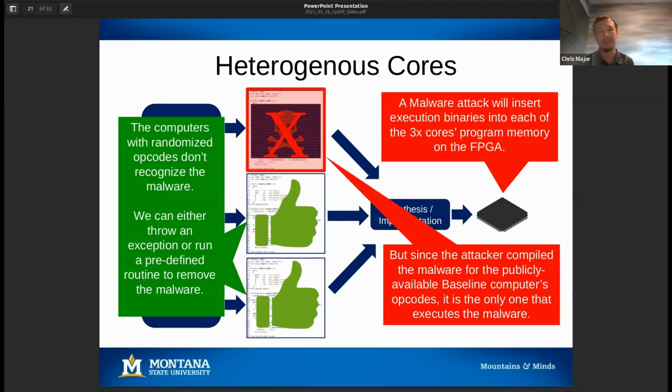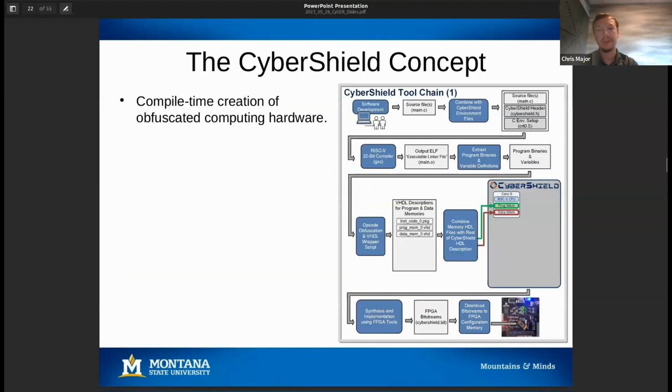Or we can have a system in place so that when one of the cores comes across an instruction and it's saying, I don't know what to do, I don't recognize this, that's fine. We have a mitigation strategy in place to go ahead and remove that malware now that we know that this opcode is not acceptable in the system. So this is the bread and butter of our CyberShield concept. We call it a compile time creation of obfuscating computer hardware.